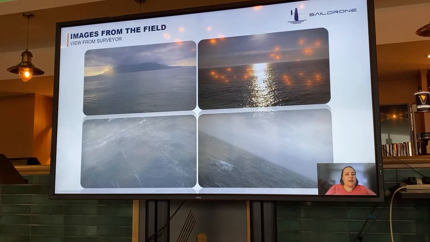Just want to leave you with a couple of images from the field. The bottom two are really what it looks like most of the time out there, but the top two images are the kinds of days that remind you why you like going to sea in the first place.